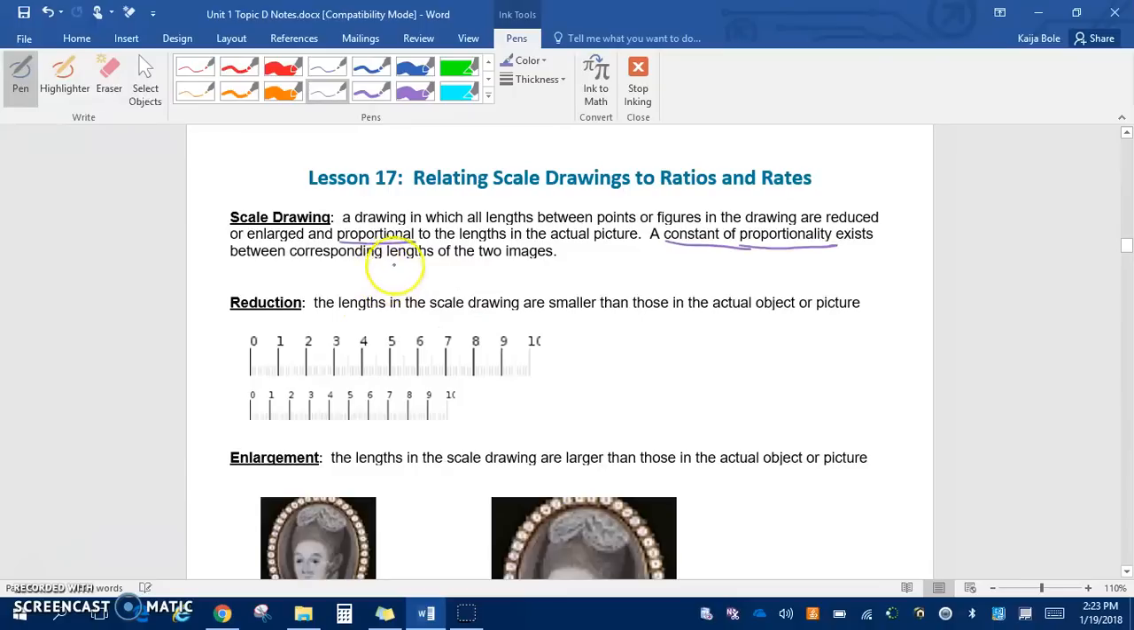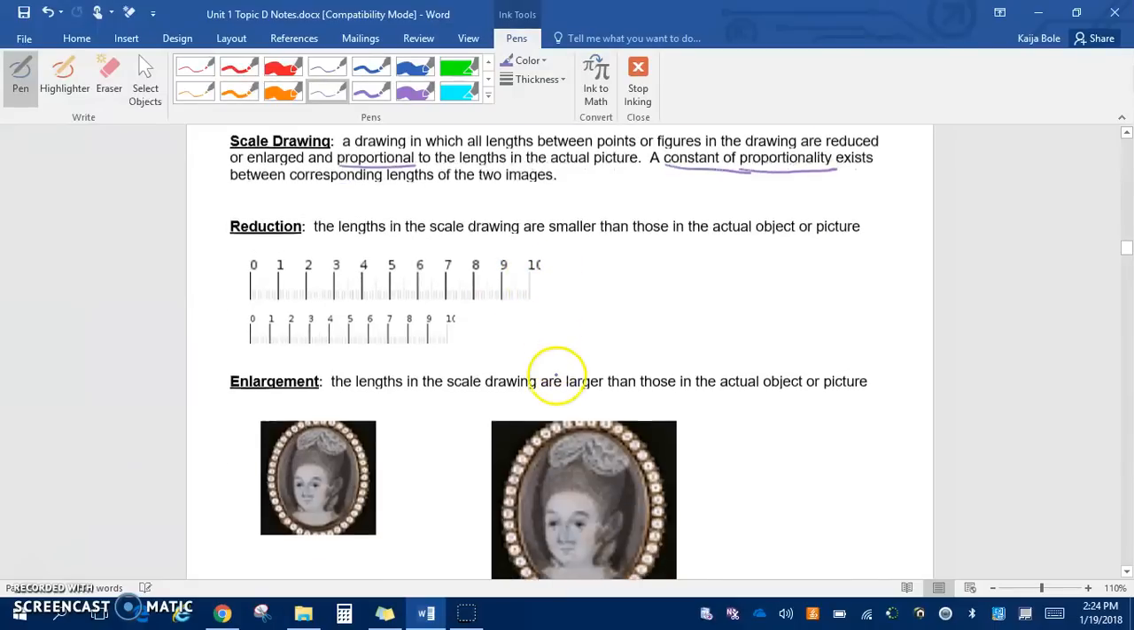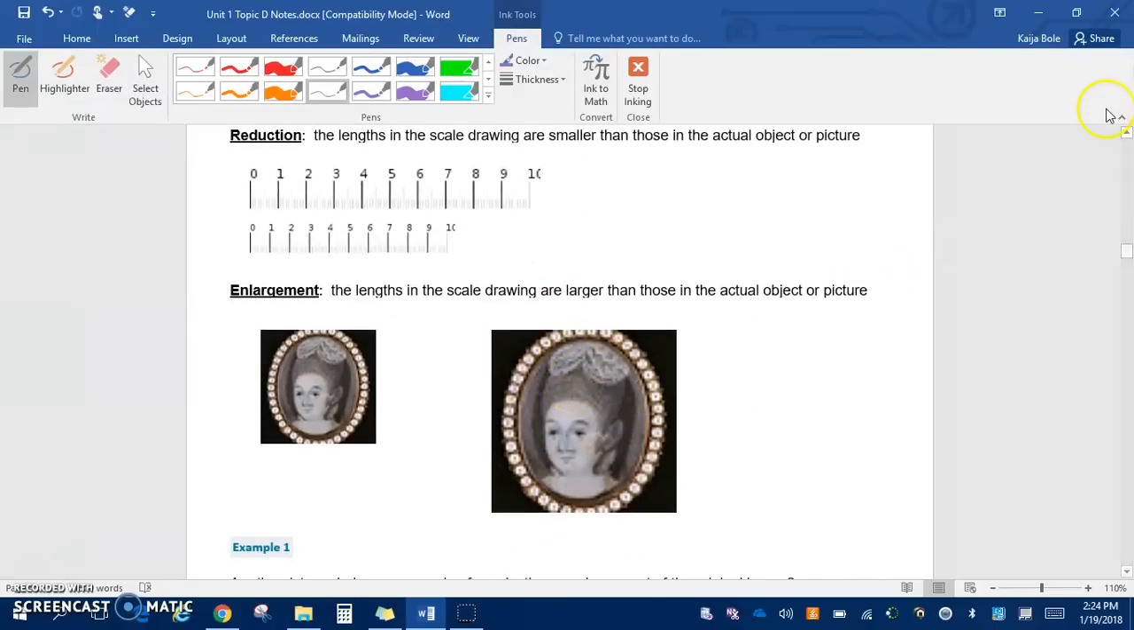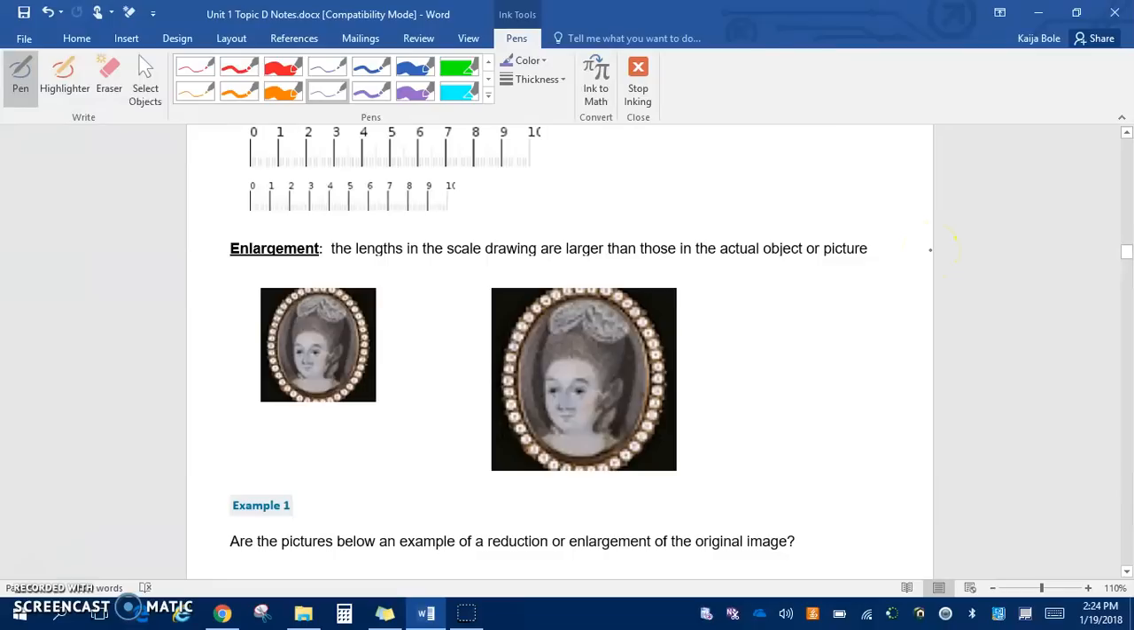So scale drawing, this is kind of our first introduction to it, and we're going to talk a lot more about this as we move through the rest of the topic. And then the second definition here is a reduction, and this is when the lengths in the scale drawing are smaller than those in the actual object or picture. So if you think of when something is reduced, it gets smaller. And the next one is an enlargement, and that's when the lengths in the scale drawing are larger than those in the actual object or picture. So again, when something gets enlarged, it grows, it gets bigger.